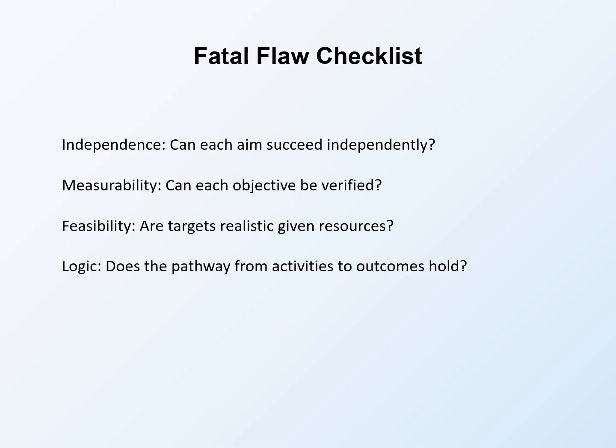Feasibility asks whether targets are realistic given available resources and time frame. Compare targets to evidence from similar programs. Compare scope to available resources. Adjust if mismatched. Logic asks whether the pathway from activities to outcomes holds together. Trace each outcome back to enabling activities. Trace activities forward to intended outcomes. Fix any disconnections you identify.